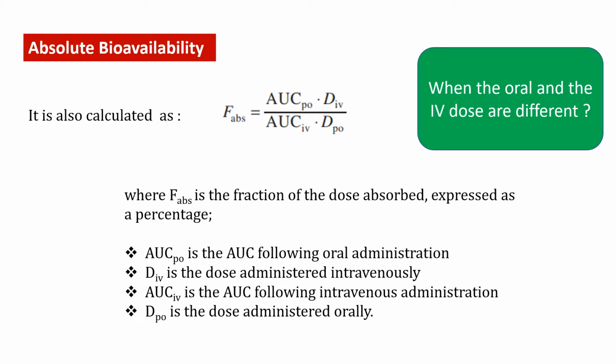Suppose in some instances the oral dose and the IV dose are not similar. For example, metronidazole we have 400 or 500 milligram as the oral dose, and 400 milligram as the IV dose. Any other drugs where the doses are not similar in IV and oral, in that case we have a different formula. This is how it is calculated: AUC PO is the AUC following oral administration, AUC IV is the AUC following intravenous administration, DIV is the dose administered intravenously, and DPO is the dose administered orally. So we have the formula, and we can calculate the corresponding absolute bioavailability.